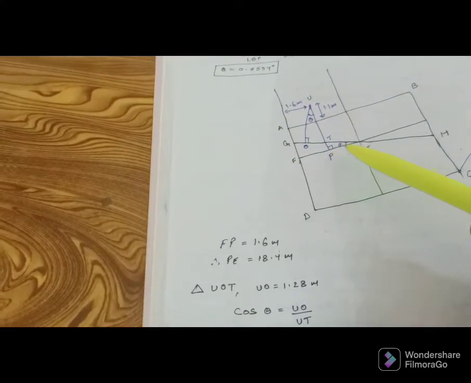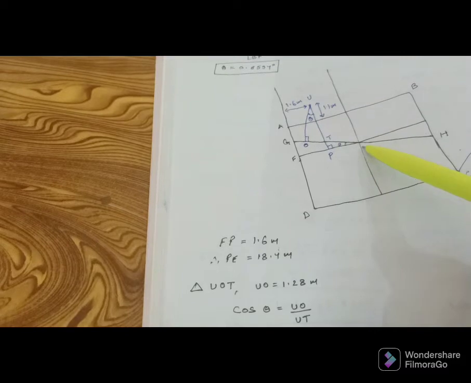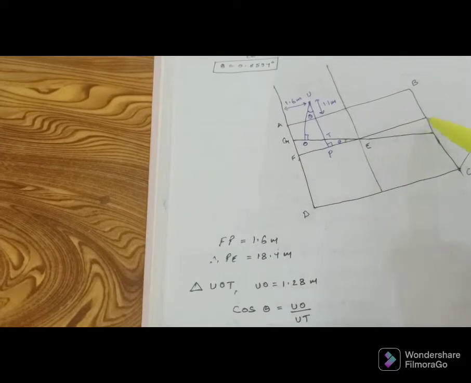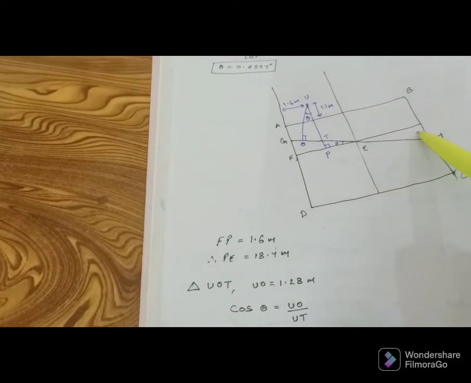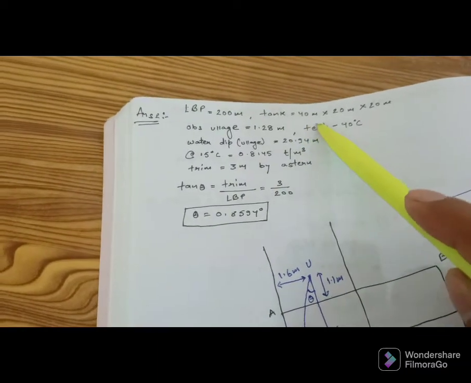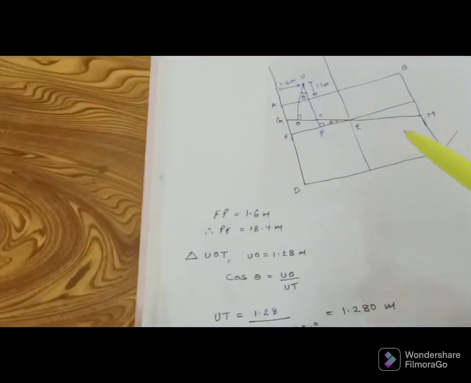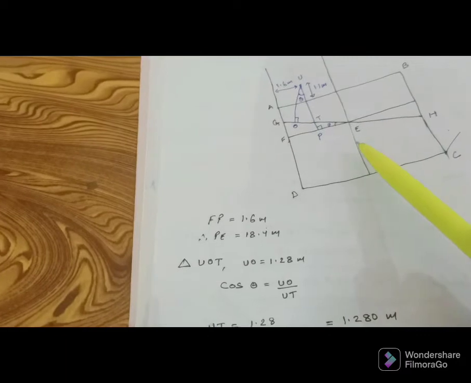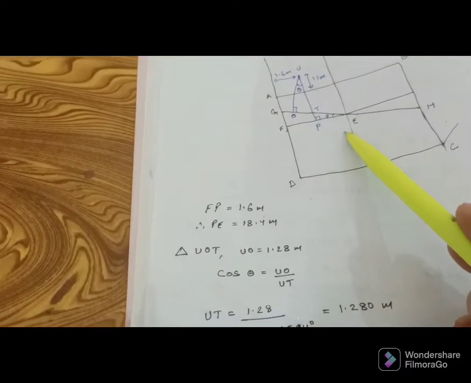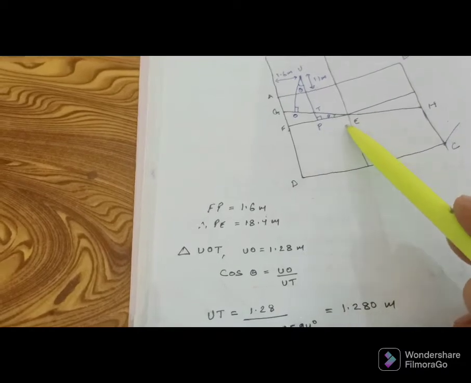So how much is PE? PE is 18.4. From where has this PE come? Your ship's tank length is 40 meter, which is already given in the question. Half of the length is 20 meter, so 20 meter minus 1.6 becomes 18.4. Therefore PE is 18.4.